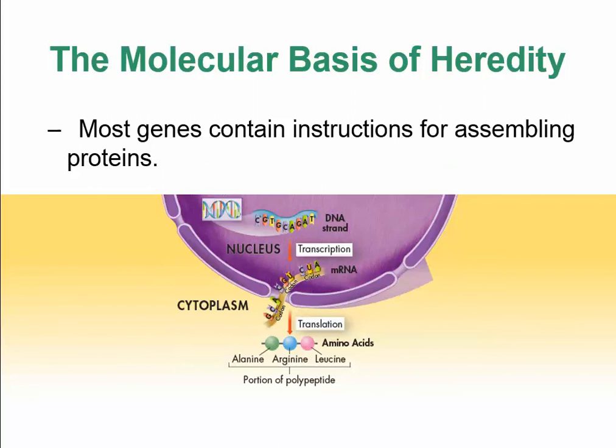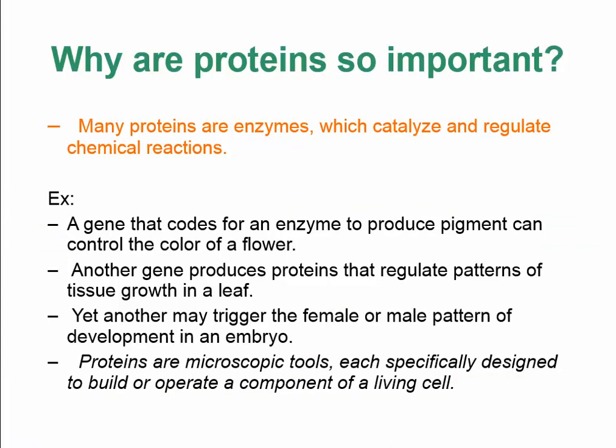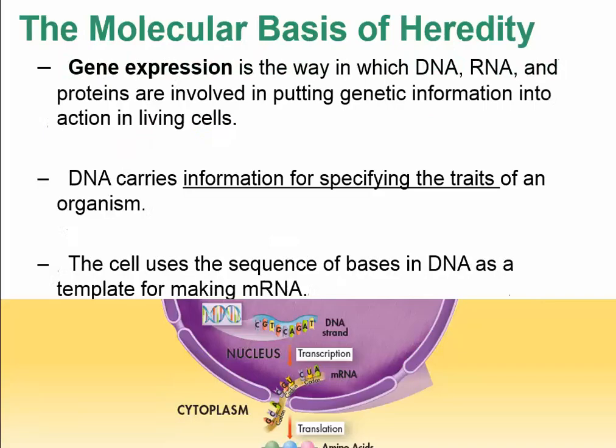So most genes have instructions for assembling proteins. If you get a gene, remember it's a piece of DNA, that's the instructions for a certain protein. Now, we know that proteins are enzymes, which makes them very important because they catalyze and regulate chemical reactions. Here are some examples of things that proteins do. These are some other phenotypes: produce pigment, regulate patterns of tissue growth, trigger the female or male pattern of development. Proteins are microscopic tools that are specifically designed to build or operate a component of a cell.